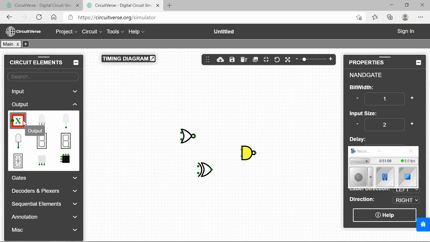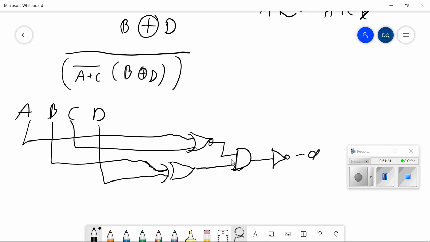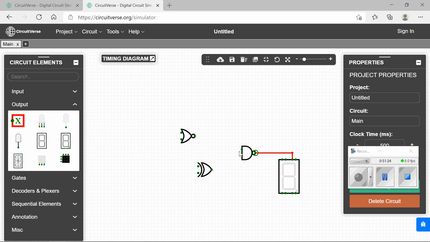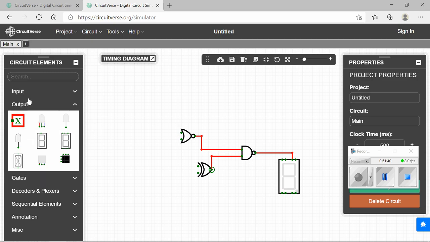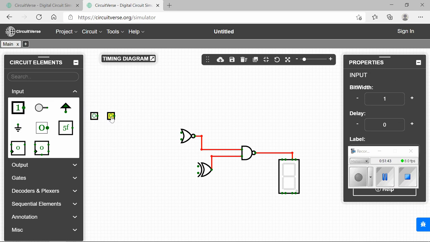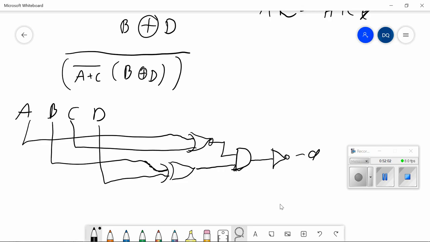Okay, so my seven segments, I'm going to attach segment A to my NAND gate. And then my NAND gate is getting the NOR gate and the exclusive OR gate. The NOR gate is getting A and C. So let's just get our inputs here. They are A, B, C, and D. And that NOR gate's getting A, C. And then the XOR gate is getting the other two. What I recall, I could be wrong, I'll recheck it. My XOR gate is getting the other two, yeah.